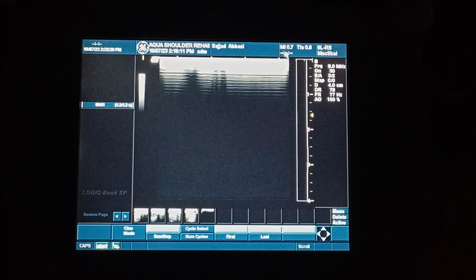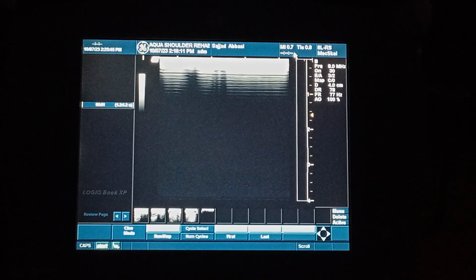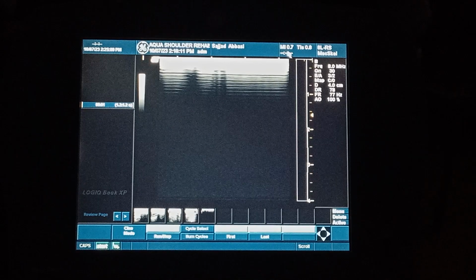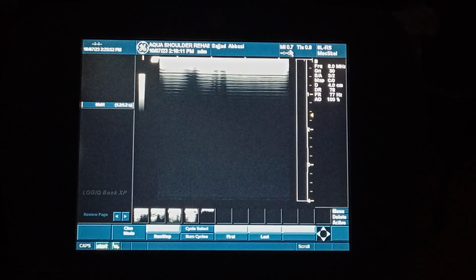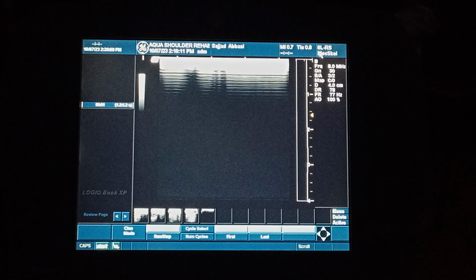MI stands for the mechanical index, that is, what the index of the machine is at this level. So the cavitations or micro massage or things like that, this is for that. The mechanical index is set to 0.07 and the thermal index is set to 0.8. This is for the heat. The amount of heat that is generated in the tissue is 0.8 right now.